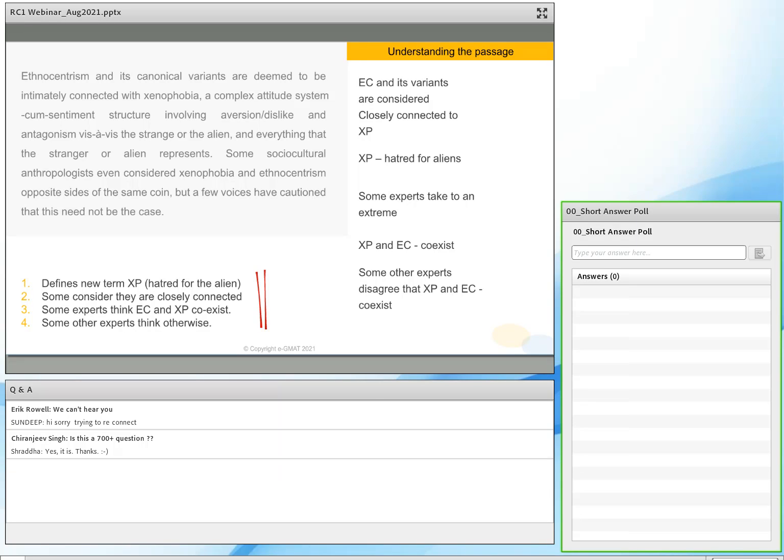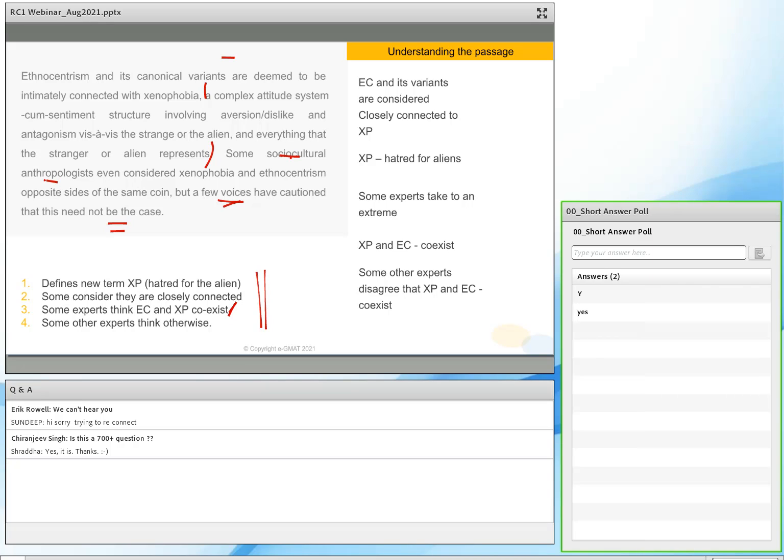Fundamentally, there are 4 points here that you should have got. Firstly, the author has defined XP and given us the definition of XP as a fact. That's point number 1. Point number 2, as per some people, EC and XP are intimately, strongly connected. Then, as per some other anthropologist experts, they are so strongly connected that they practically coexist. You cannot have one without the other, that level of connection. And then there are some other people who say that it's not that strong also.